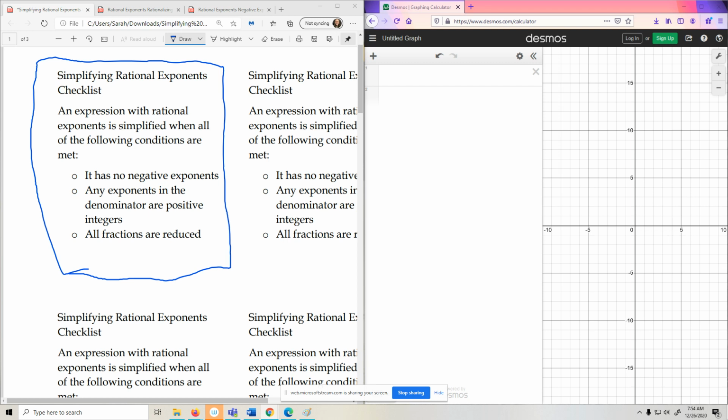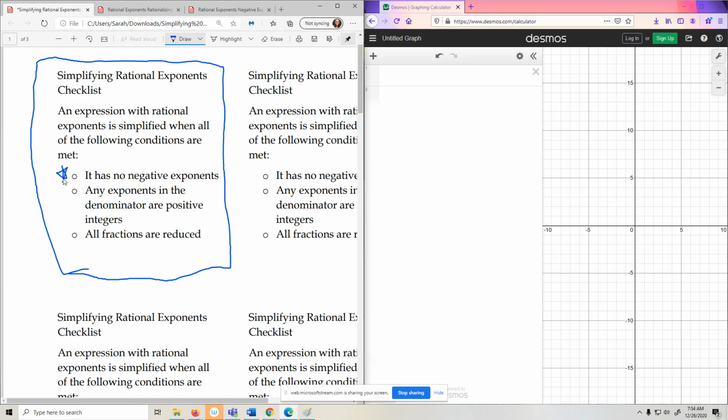Hello, today we're going to be talking about rationalizing the denominator for rational exponents. I'll explain more what that means in a second, but first let's pause and talk about when we're done simplifying things that have rational or fraction exponents. So in order for an expression to be considered completely simplified, all three of these things have to be true.